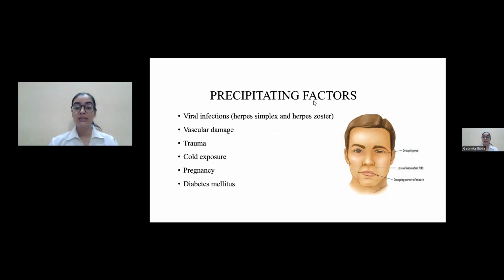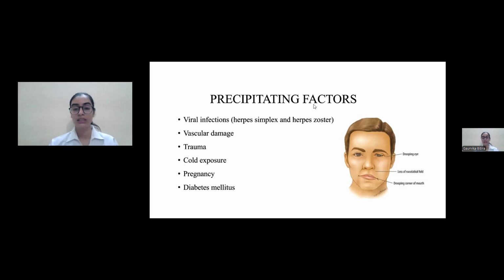Now, the precipitating factors, like what will be the factors causing facial nerve palsy or Bell's palsy, basically. It would include viral infections like herpes simplex or herpes zoster. There could be vascular damage, trauma, cold exposure, pregnancy, and diabetes mellitus.